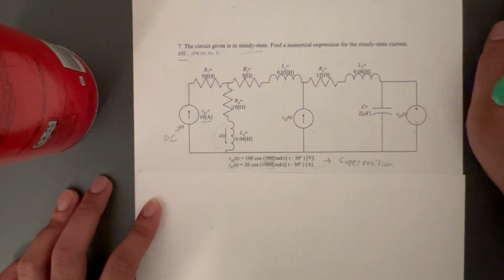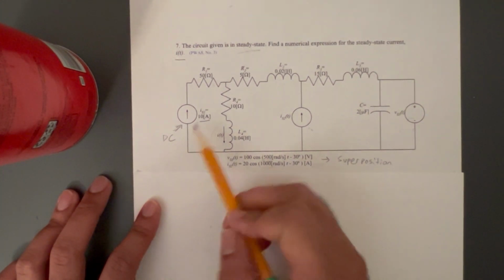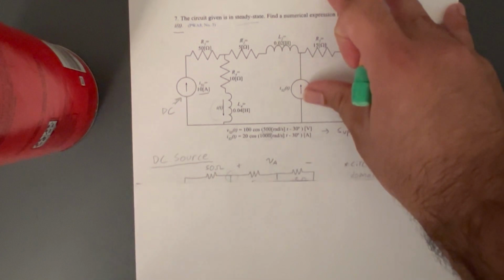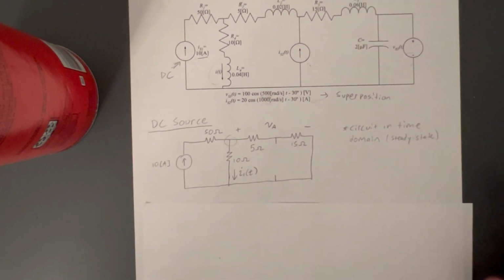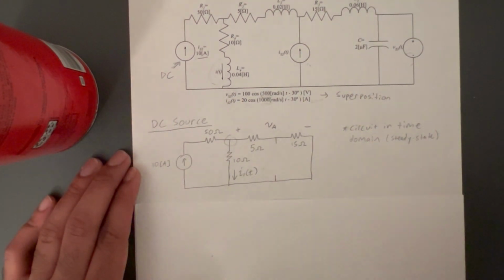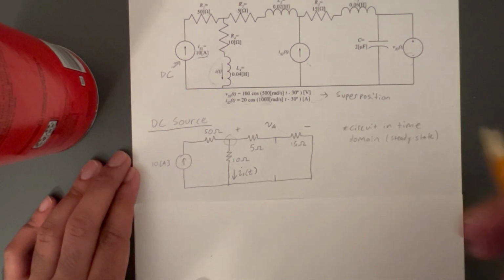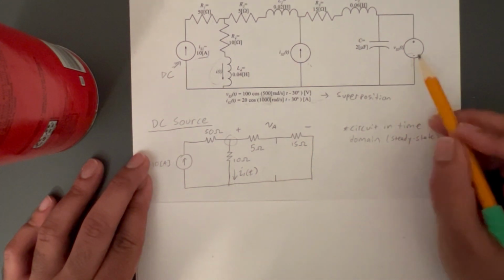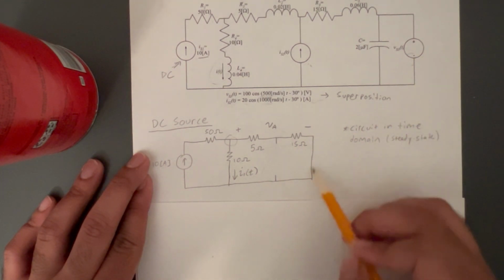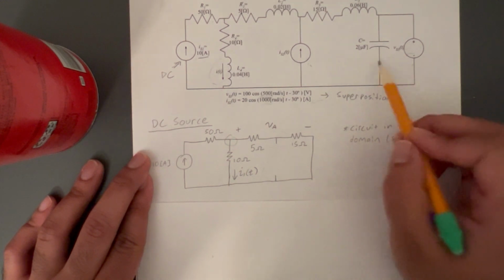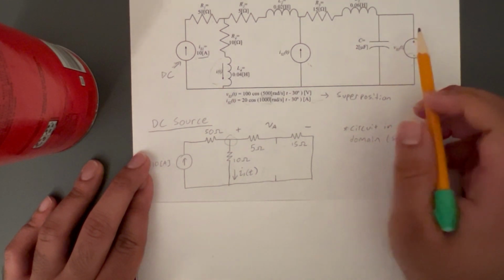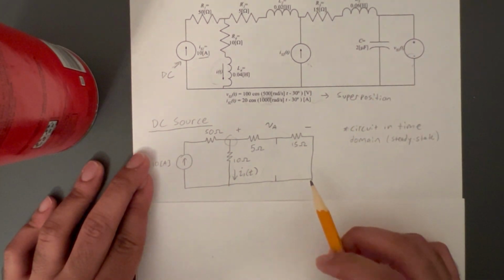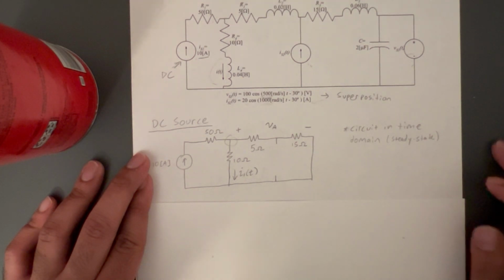With superposition, you have to choose which source you want to isolate first. I've gone ahead and chosen the DC source, and I've redrawn the circuit right here. When isolating a source, that involves turning off the other sources. Turning off a current source creates an open circuit, as you can see right here, and turning off a voltage source creates a short circuit, as you can see here. Now, important to note is that this capacitor is also shorted, so we can go ahead and remove that as well from our circuit.